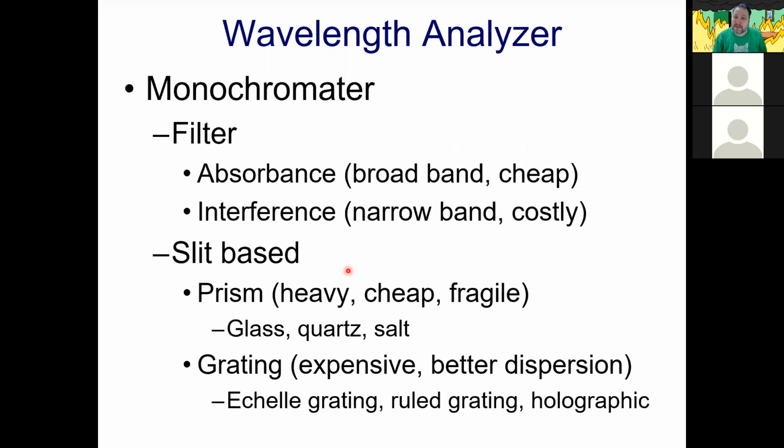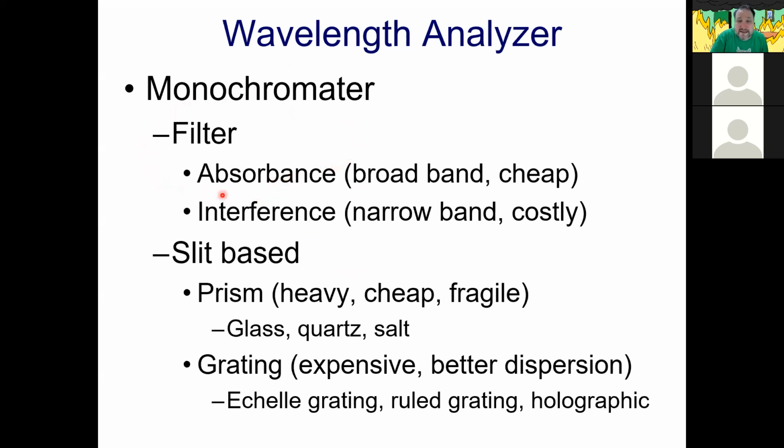So there are two ways to do this, right? Most often you're going to have some sort of monochromator, meaning one color. We're going to look at one color at a time. And that's because most of our detectors are colorblind. They're just going to measure, hey, I saw a photon, and they're not going to care what wavelength that photon is. So with our monochromator, there's a couple of ways to make one.